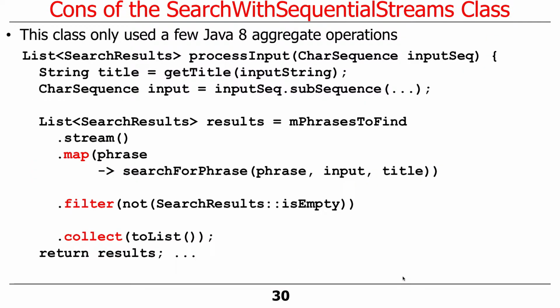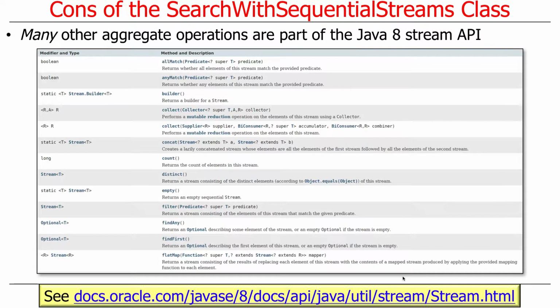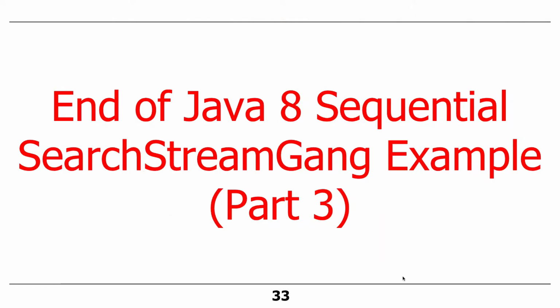We also only use a handful of aggregate operations. There's dozens of them. And the good news is these are also useful for parallel streams. There's lots and lots more stuff. We will cover some of that in later examples in the course, and you'll get to play with some more of the examples as well. Okay, so that is the end.